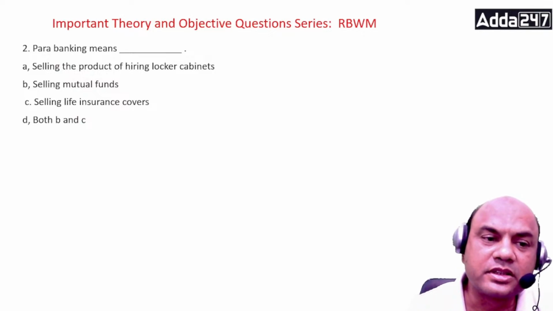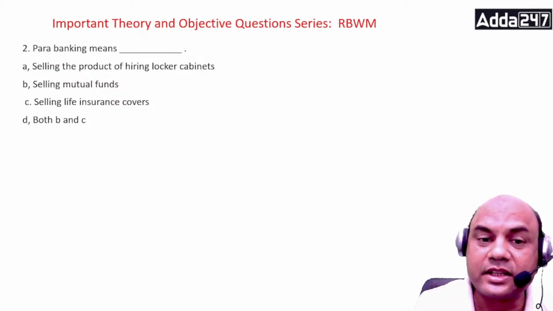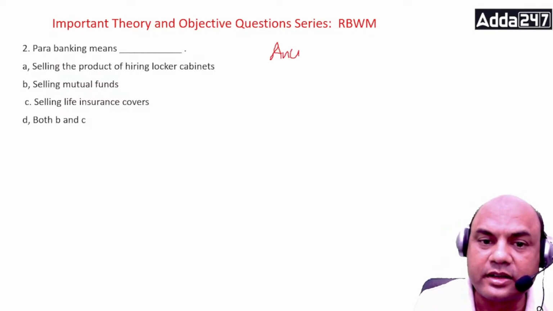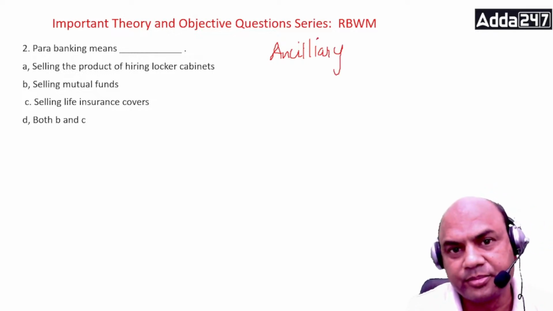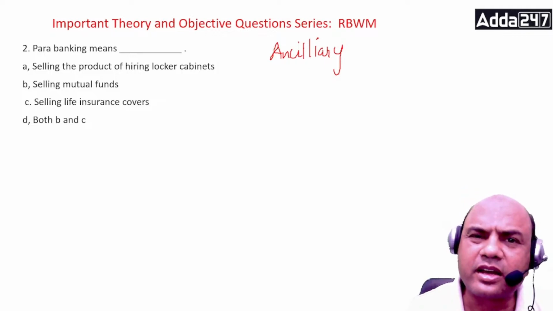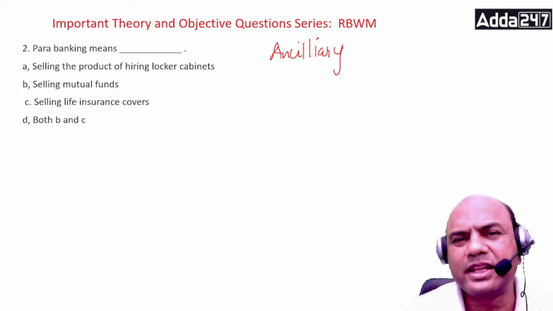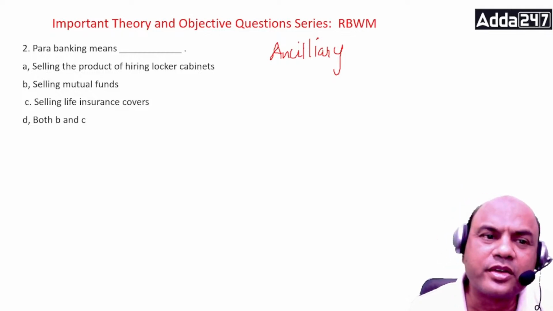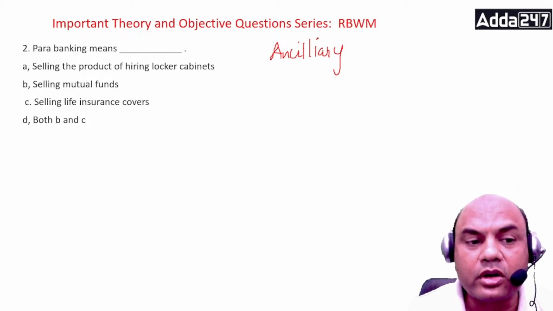Parabanking: there are various words for this. It is called ancillary banking. What are the other words? Ancillary means selling products other than the banking products. What are the banking products? Savings, current, FD, loans, LCs sometimes. Mainly these 5-6 products only. So what is parabanking then? Parabanking means selling the products which are not of the bank.